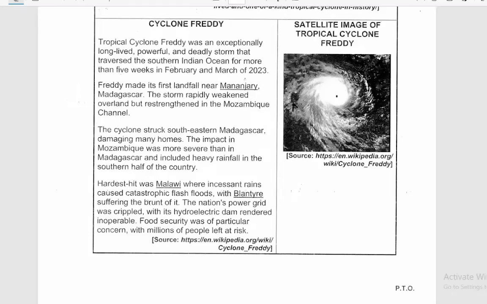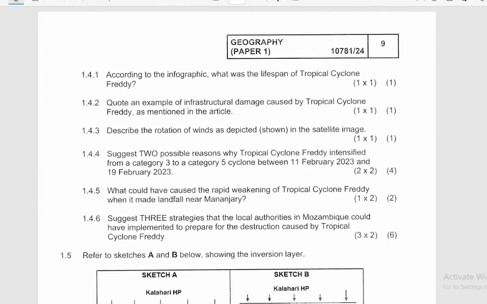Right, let's go to the questions. According to the infographic, I think you'll go through the infographic. According to the infographic, what was the lifespan of Tropical Cyclone Freddy? That is an extraction question. The answer, you get it exactly from the given infographic, from the text. It says more than 5 weeks, according to what was indicated in the infographic.